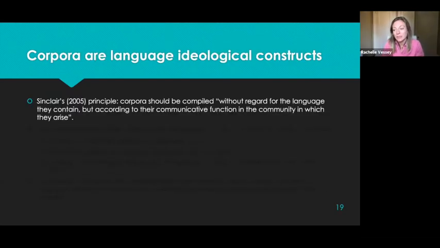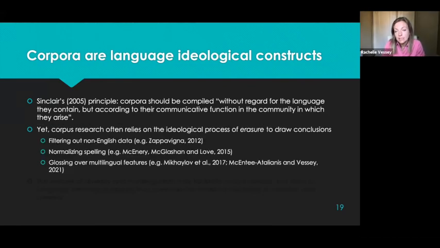So another proposal that I'm trying to make in this talk is that corpora end up being language ideological constructs. And this is because if we go back to Sinclair's principle that corpora should be compiled without regard to the language they contain, but according to their communicative function in the community in which they arise, this principle that we should focus on the community, despite the fact that we should not be excluding material from a corpus on the basis of linguistic criteria, corpus research often relies on ideological processes of erasure to draw conclusions. So I'll say a bit more about erasure in the next slide.